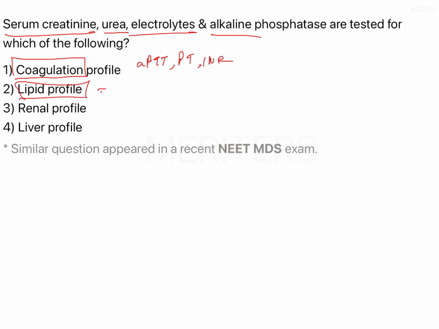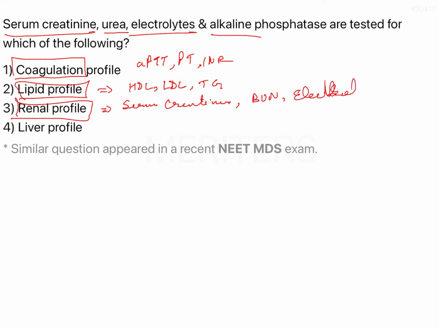Lipid profile, we are going to be tested for HDL, LDL, HDL-LDL ratio, triglyceride, and all these things. When it comes to the renal profile, you are going to be tested for serum creatinine, then the blood urea nitrogen, then certain electrolytes. The most important ones are sodium, chloride, and potassium. Then you are tested for the alkaline phosphatase, of course, then the creatinine levels also, right?